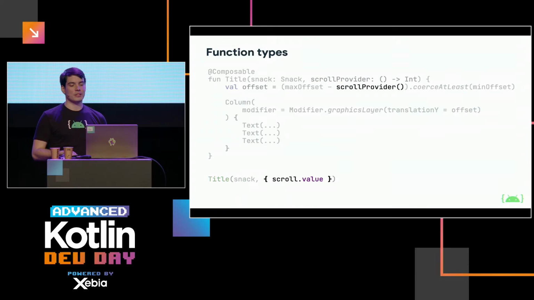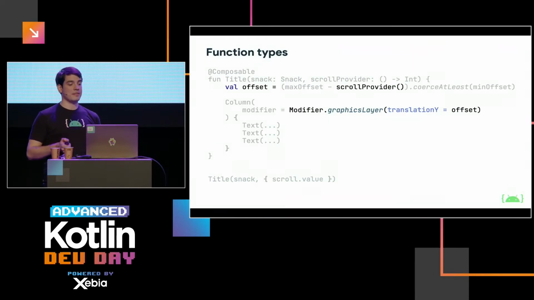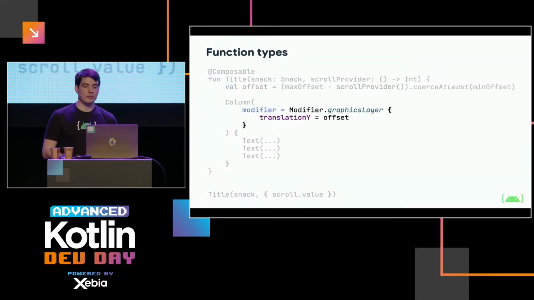Now, we are still calling this function here in the body of the title function, so Compose would see that whenever the scroll value changes, it has to re-execute all of the title function, again creating all the pieces of text from scratch, which is too much work to do. But luckily, we can do even better. We can defer this read even later on by not passing in a specific value into the graphics layer modifier either, but instead using an overload which takes a lambda as a parameter.